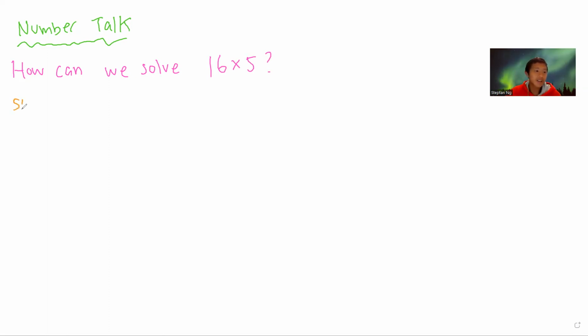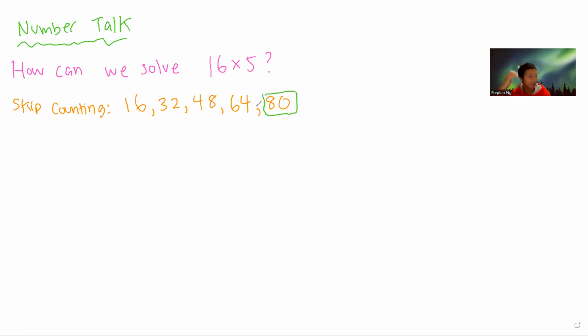So some people do skip counting, right? You can go 16 times 5, but I prefer to go 16, 5 times. So we can do 16. 16 plus 16 is 32. 32 plus 16 is 48. 48 plus 16 is 64. And then add another 16, we'll get 80. All right, now that will give us 16 times 5. That is one way to do it. Perfect. So skip counting. Okay, what other methods are there?